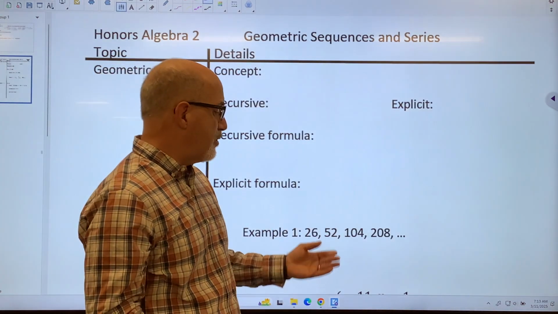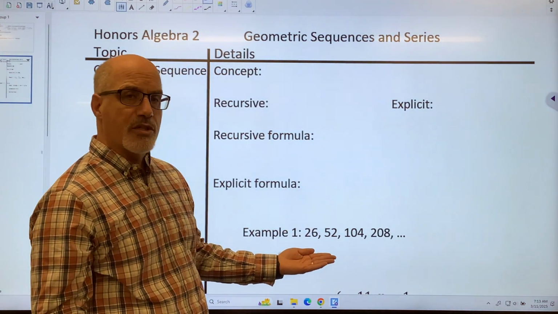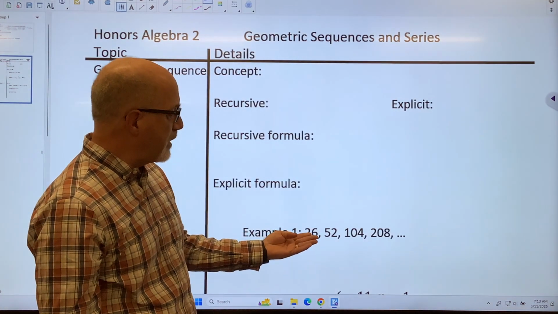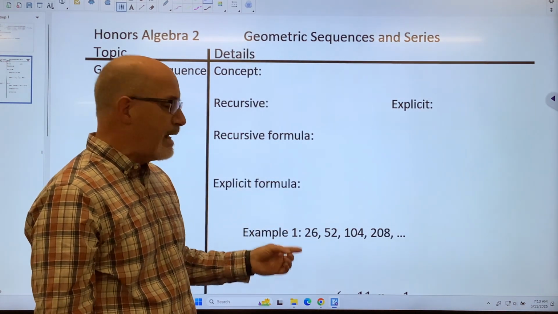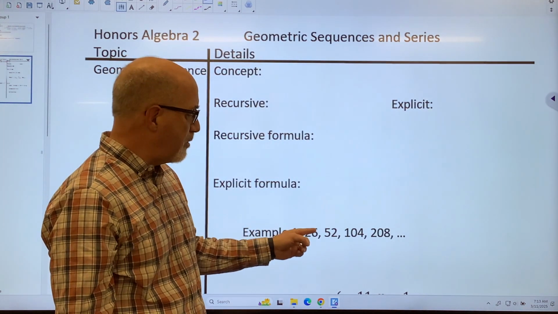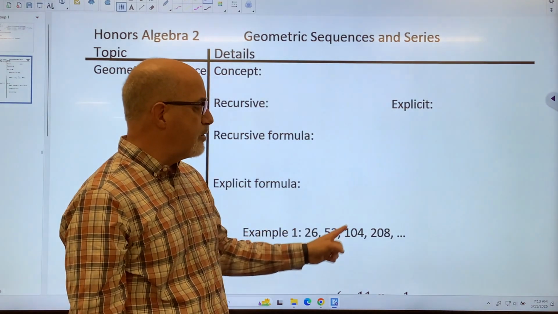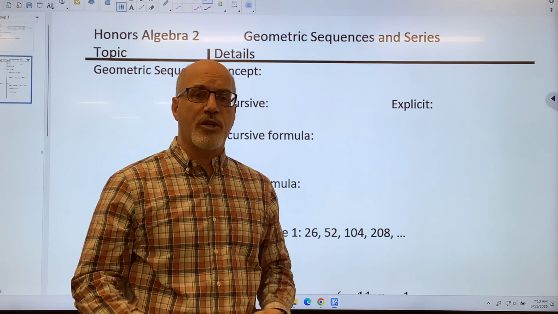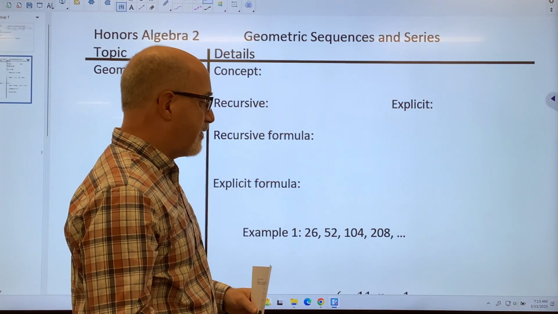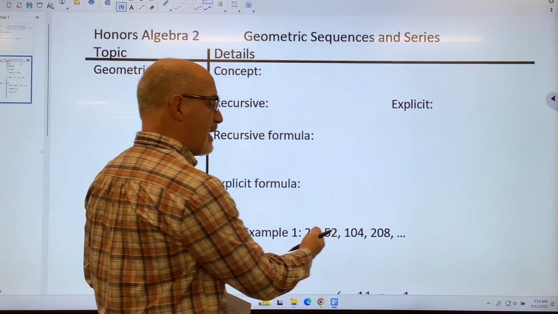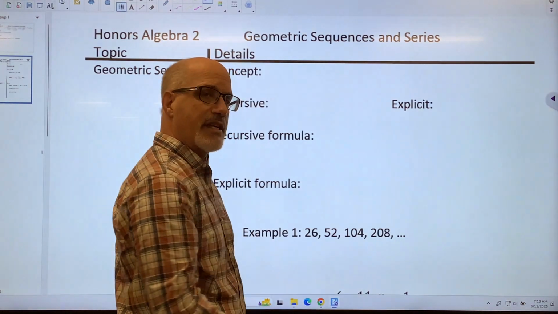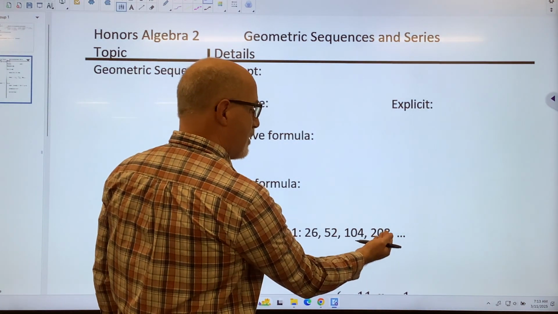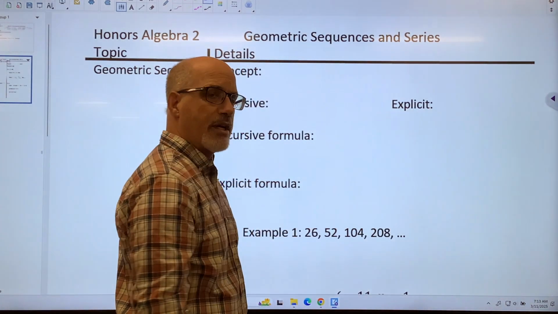So as an example, you'll see one down here that we'll get to in just a moment. This number 26 is your first term, and then from there you just double it. So you multiply by 2, you multiply by 2, you multiply by 2. You always multiply by that same ratio to get to the next term. To find that ratio, you can always take any two terms that are consecutive, take the second one, put it over the first, and you get your ratio.